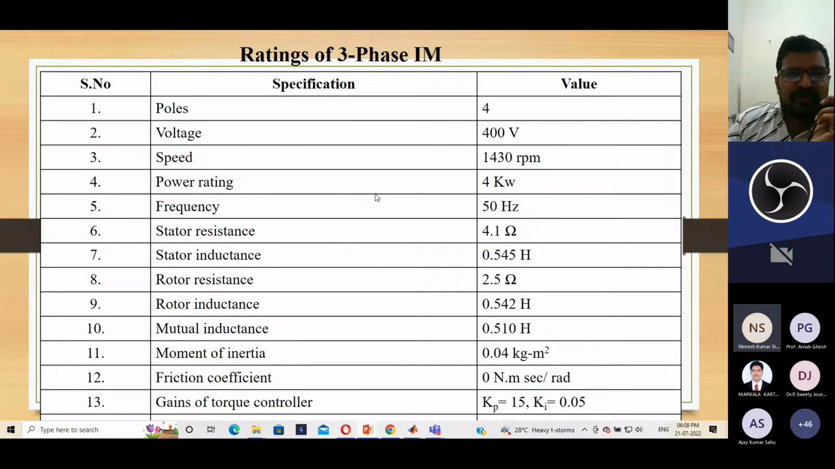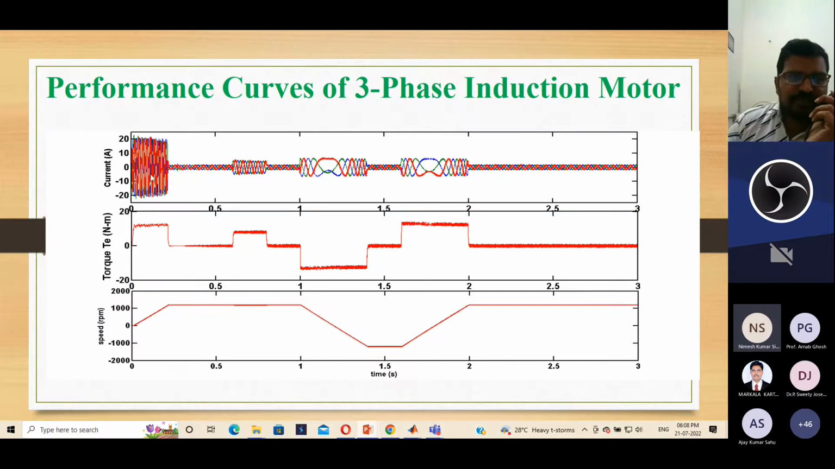So these are the ratings of the induction motor we have taken. The poles are 4, the speed is 1400 RPM, 4 kilowatt, 50 Hz. In the further session, we will also discuss how these parameters are extracted in an experimental way. So here the initial starting current is high, as you know the induction motor gives high starting currents. So at the starting we are getting high currents.